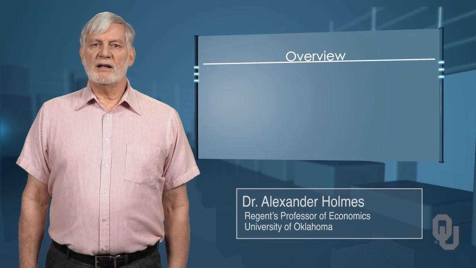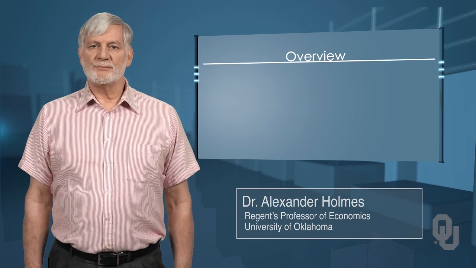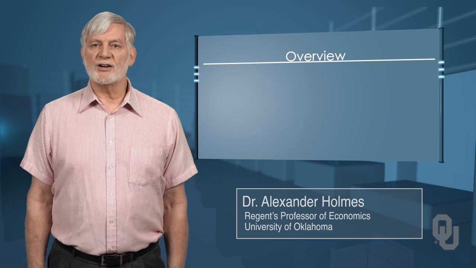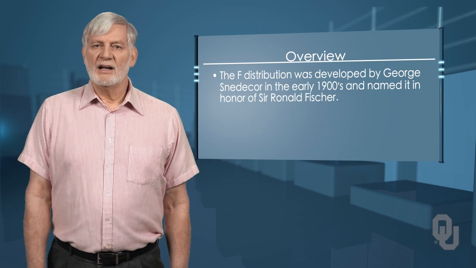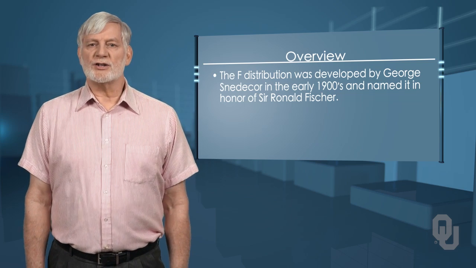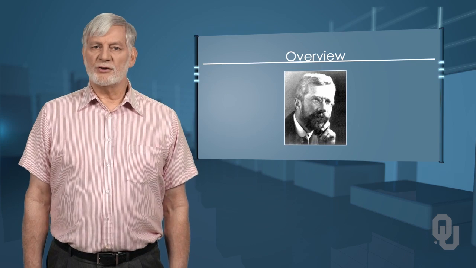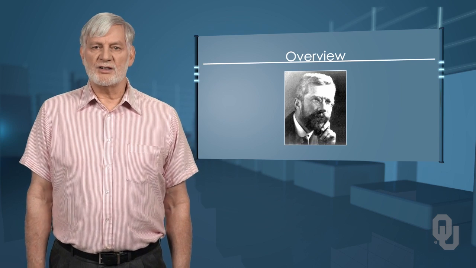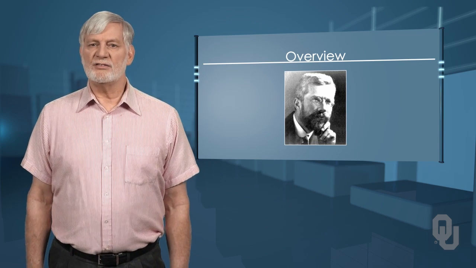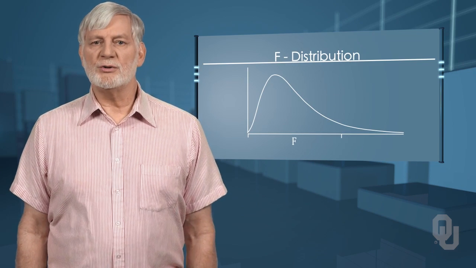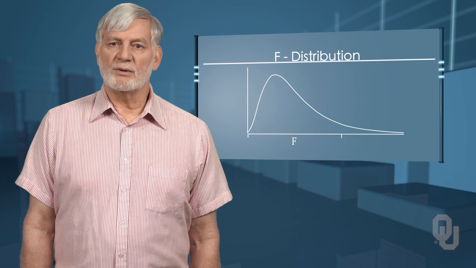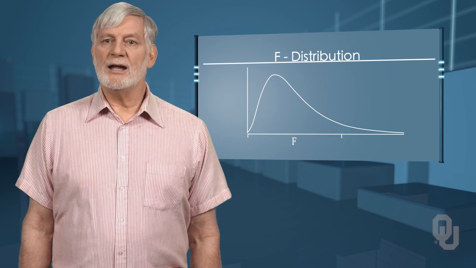So we are coming to the end of at least one aspect of this class, the last probability density function, the F distribution. This was developed by George Snedecor in the early 1900s, and he named it in honor of Sir Ronald Fisher, one of his contemporaries and a true giant in statistical theory and genetics, among other applications of his genius.